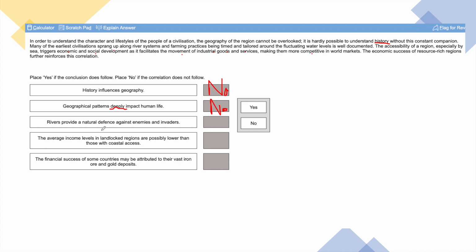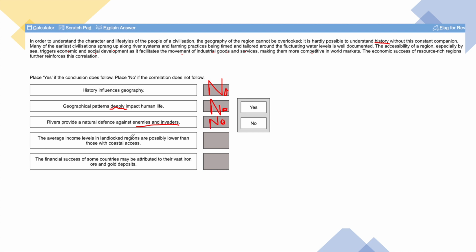Alright, rivers provide a natural defense against enemies and invaders. Nowhere in this paragraph does it talk about enemies, invaders, any sort of enemy, territorial, war sort of language, so I would instantly put no. Again, you can see we're zooming through these questions because we're just locating keywords here and going through the paragraph, can't see anything of that sort. That's how we're getting these questions done very quickly.